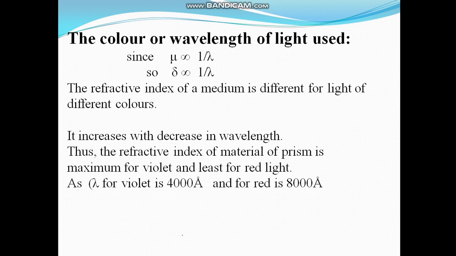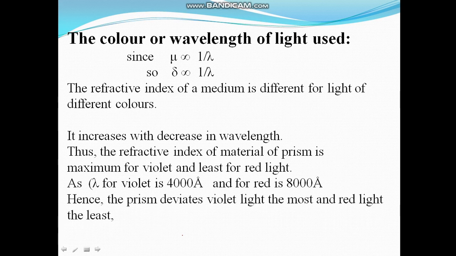Now see, wavelength for violet is 4000 angstrom and for red is 8000 angstrom. So the prism deviates violet light the most and the red light the least. That is, mu V is greater than mu R.